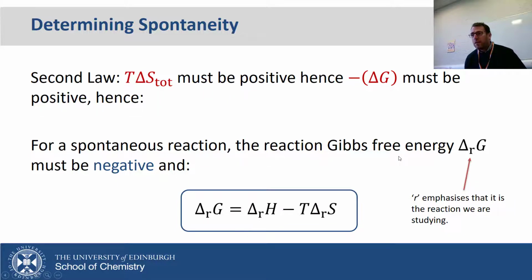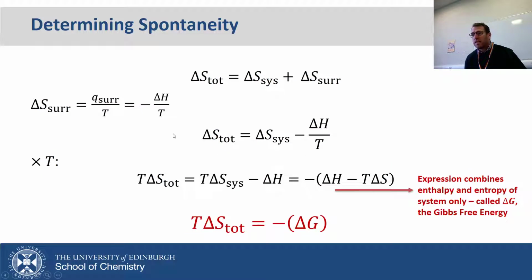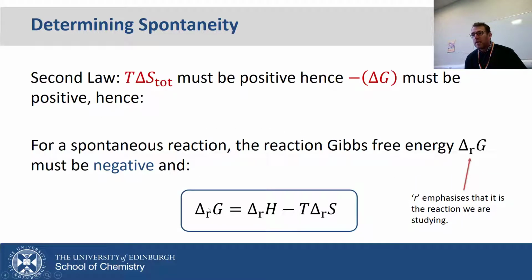And the great thing about this process, if I just go back to the previous slide, is that as soon as we related this entropy change of the surroundings to something to do with the system, everything here is now to do with the system. So everything in our Gibbs free energy formula is to do with the system. So delta G is equal to delta H minus T delta S. This reaction Gibbs free energy is telling us the Gibbs free energy change of the system.